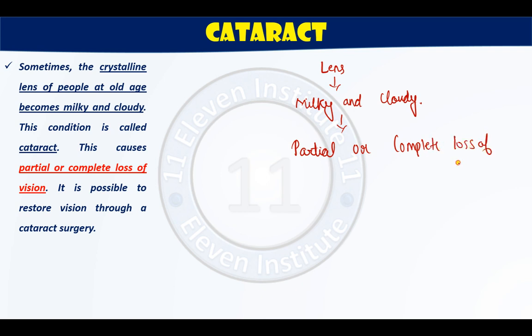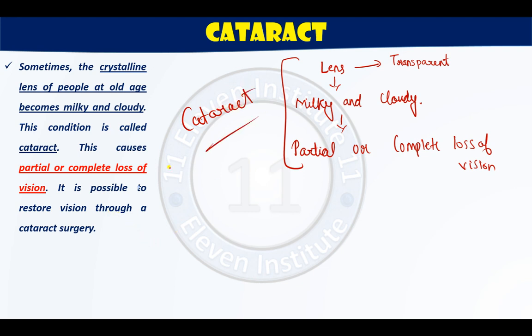complete loss of vision. It looks incomplete, not seen properly, everything looks blurry, or nothing is seen at all. Because the lens becomes milky and cloudy. What should the lens be like? Transparent. The lens should be transparent, but with age it becomes milky and cloudy, due to which there is partial or complete loss of vision, and such condition is known as cataract. This is easily curable with the help of surgery. A cataract surgery can cure cataract.